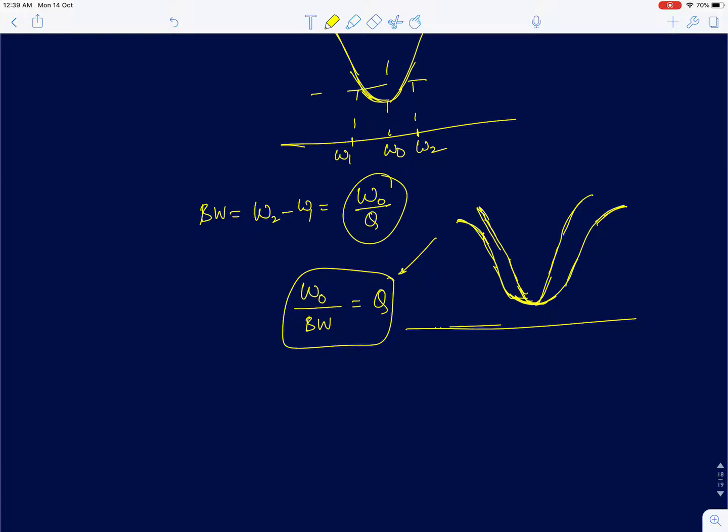Okay, so this is another definition of Q, which we didn't mention in the last lecture, but this is from the frequency response. You can actually guess the Q from the frequency response of a series RLC circuit as well.